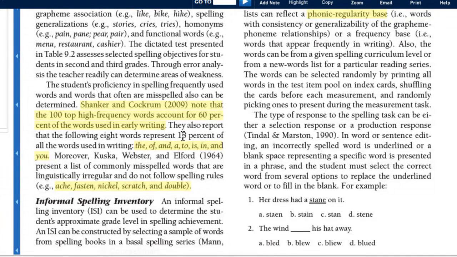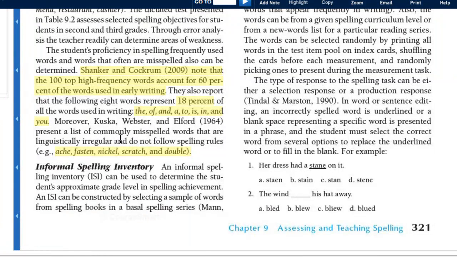And then they come up with this, that 18% of their writing is these kinds of words that are called articles. The, of, and, to, is, in, you, little words. Nail them, they're easy. And then we get down here to a list of words that aren't regular. Commonly misspelled words: ache, fasten, nickel, scratch, double. See, if you try and apply phonetics to this, let me try this. In your notes right now, stop this and spell this word, ache, phonetically. How it would be spelled phonetically. And circle it or put a square around it so I see it.